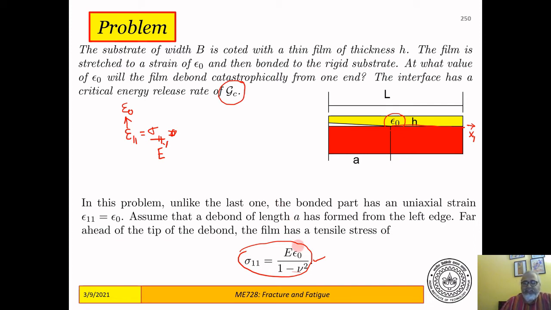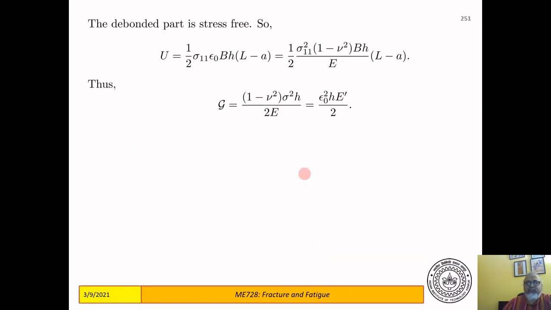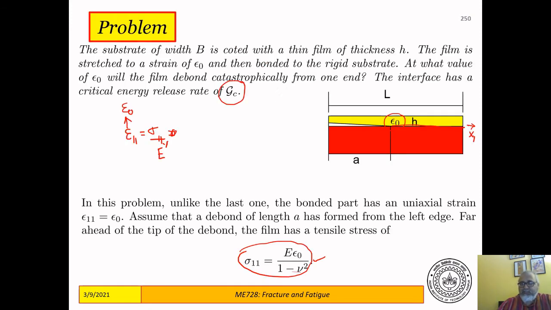Now, with this stress, we can find the energy. This part of the film which has debonded is actually stress free. The stretch that you had put gets relaxed as soon as this part gets debonded, but epsilon naught is still valid in the bonded part, right?